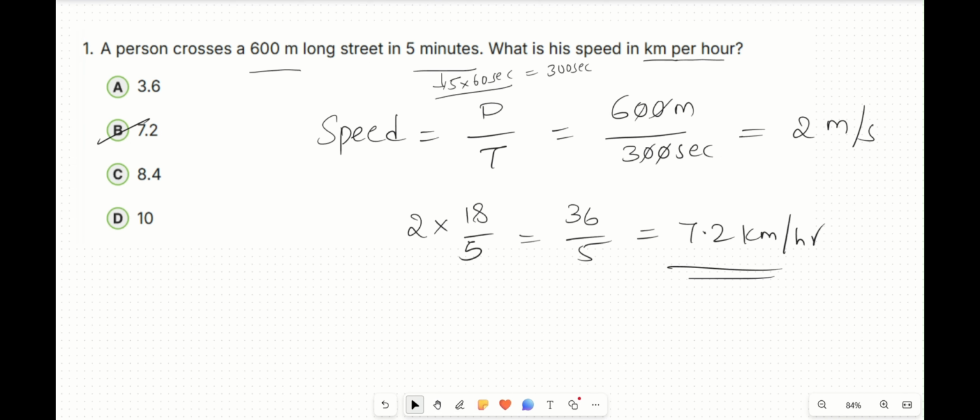So here is our first problem. A person crosses a 600 meters long street in 5 minutes. What is his speed in kilometer per hour? As we know this formula, speed equals distance by time. The distance given is 600 meters, and the time is 300 seconds. So the speed is 2 meter per second, and we have to convert this into kilometer per hour. After converting this, we will get 7.2 kilometer per hour as the answer.